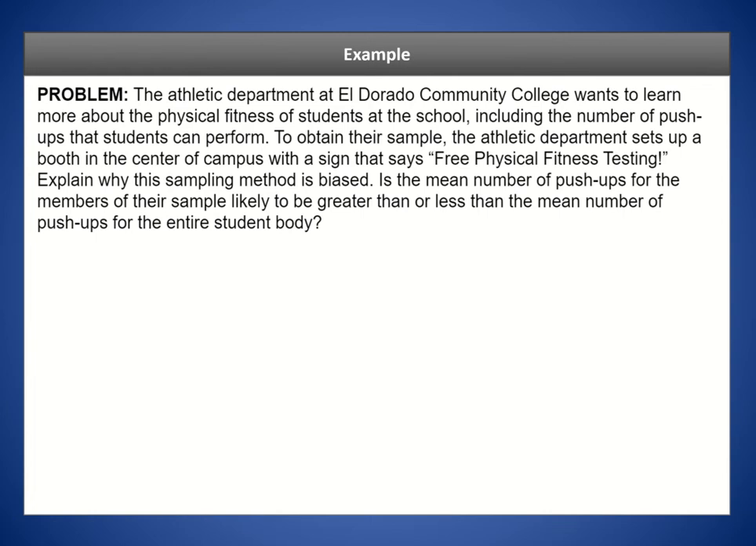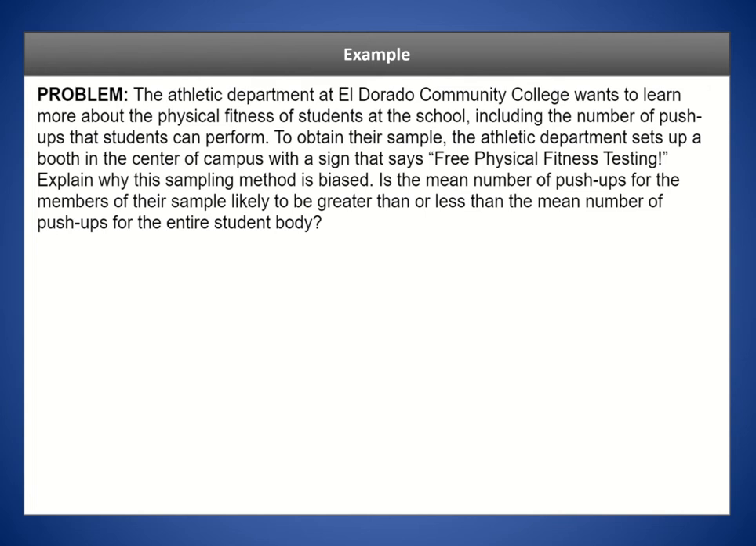So let's look at an example. The athletic department at El Dorado Community College wants to learn more about the physical fitness of students at the school, including the number of push-ups that students can perform. To obtain their sample, the athletic department sets up a booth in the center of campus with a sign that says, "Free physical fitness testing." Explain why this sample method is biased. Is the mean number of push-ups for the members of their sample likely to be greater or less than the mean number of push-ups for the entire student body?